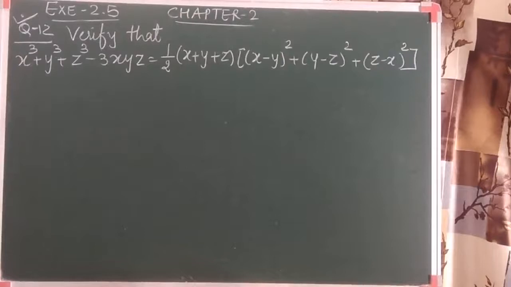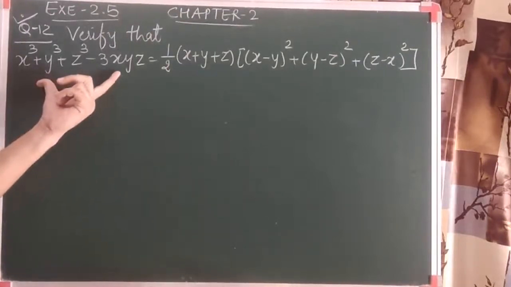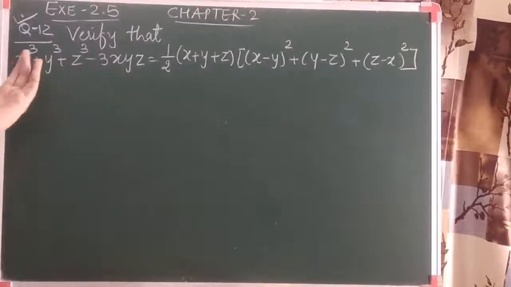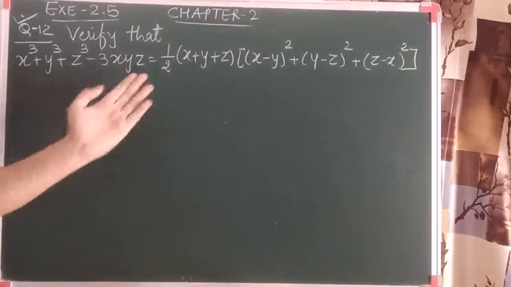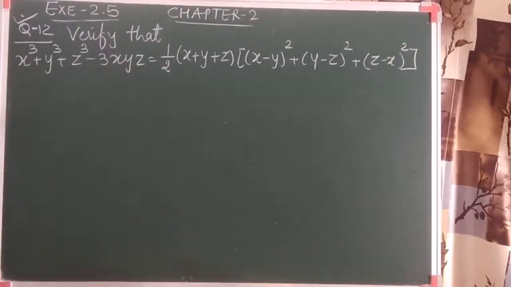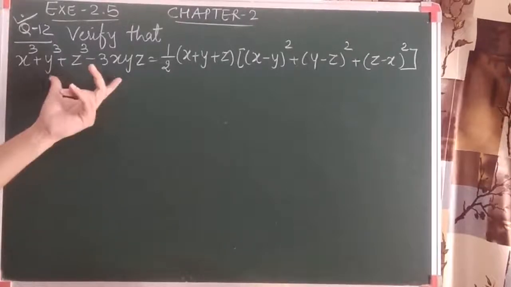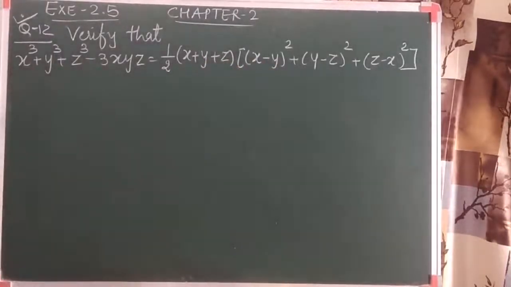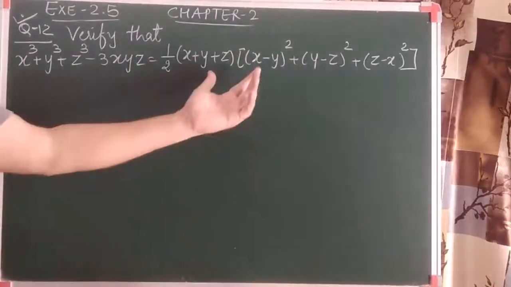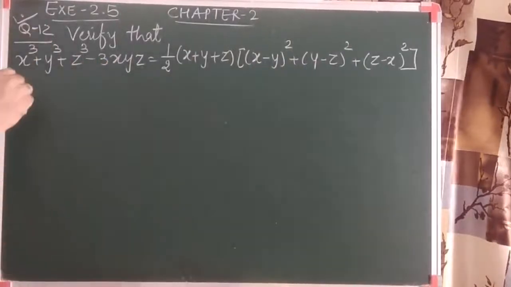Let's start with the new question. Remember students, this is one of the most important questions of this exercise. We have to verify one of the formulas which we have just discussed, that x cube plus y cube plus z cube minus 3xyz is equal to x plus y plus z into x square plus y square plus z square minus xy minus yz minus zx. So again, let us simplify the RHS to obtain the left hand side.